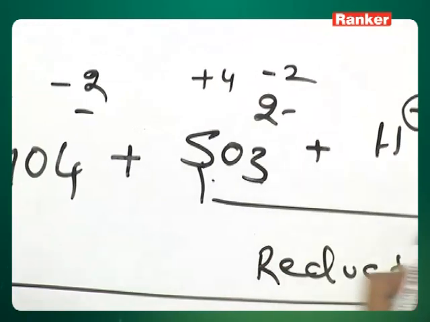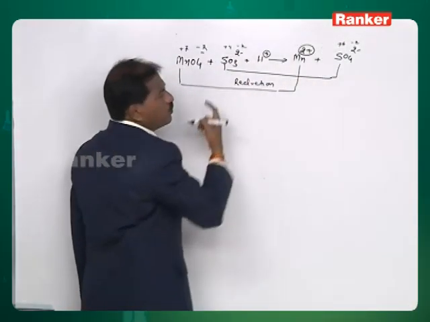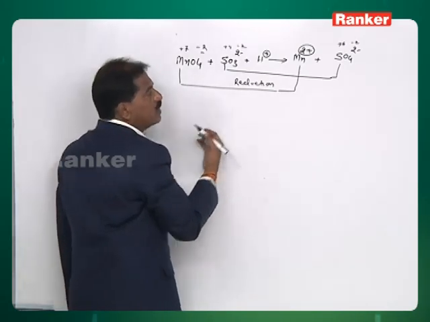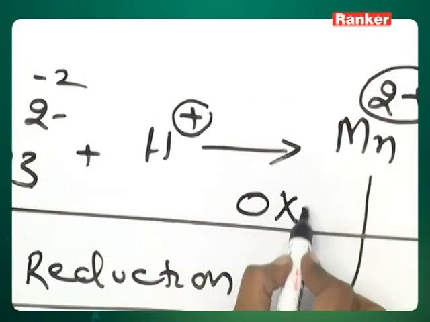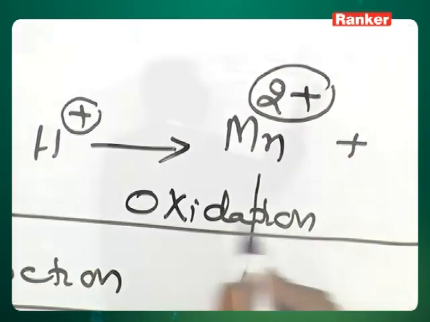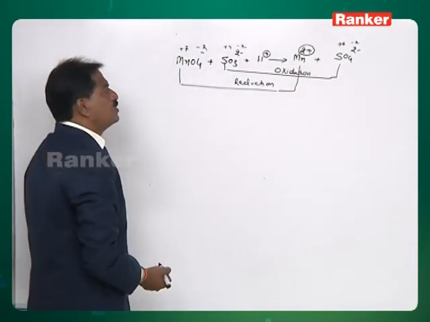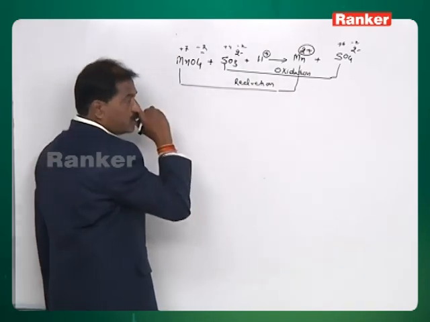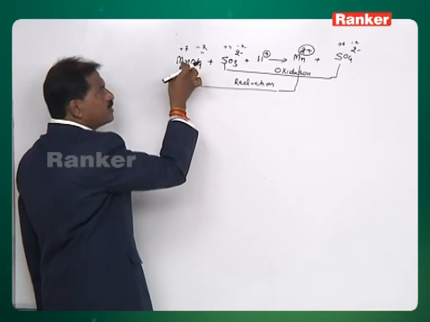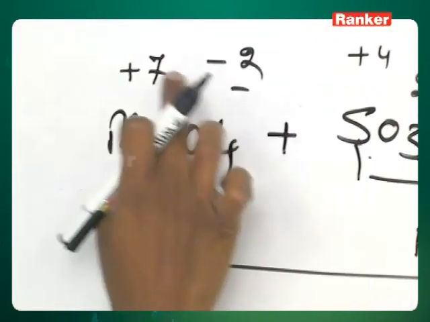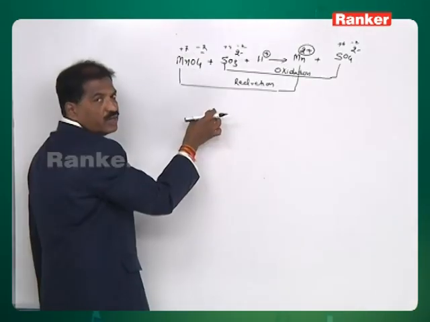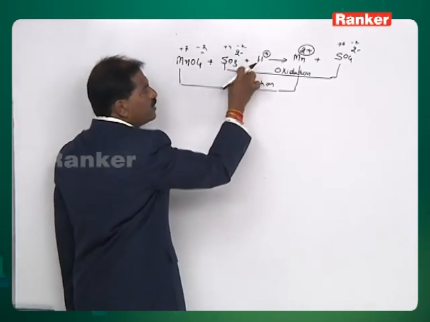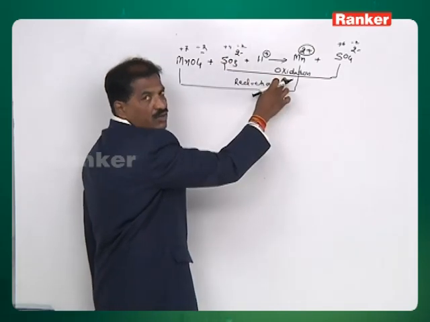For sulfur, again there is a change in the oxidation state. What type of change is happening here? +4 to +6. +4 to +6 means increase of oxidation state. Increase of oxidation state always represents oxidation. Therefore, in this reaction, manganese is undergoing reduction, sulfur is undergoing oxidation. Since manganese is present inside MnO4-, we can say the entire permanganate is undergoing reduction. Since sulfur is present inside SO3 2-, we can say the entire sulfite ion is undergoing oxidation.